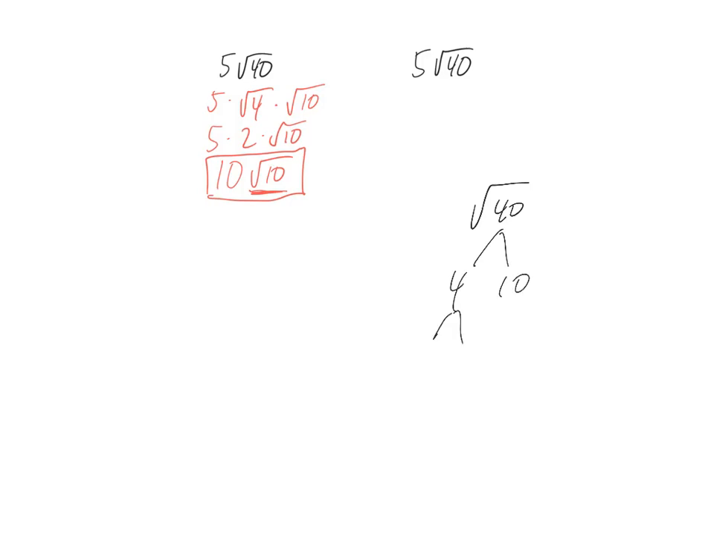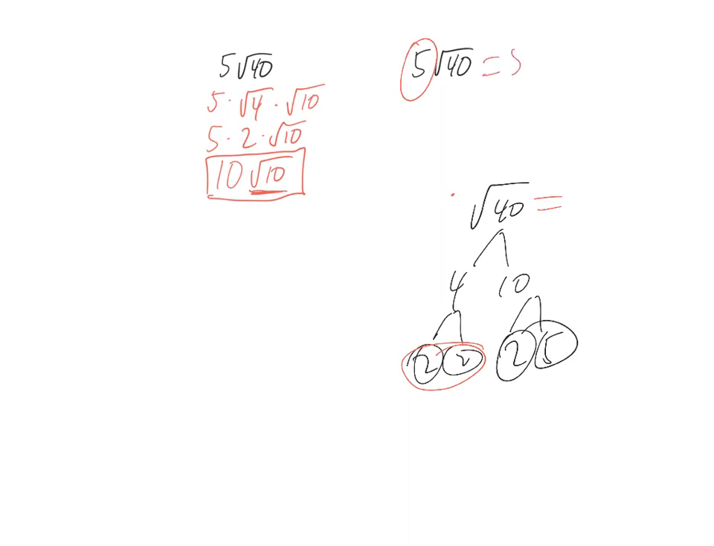That's 4 times 10. 4 is 2 times 2. 10 is 2 times 5. We're looking for pairs, so there's 2 2's. So that's a 2 that comes out. But we can't forget about this 5. That was there to begin with. And so this is 5 times whatever the square root of 40 is.